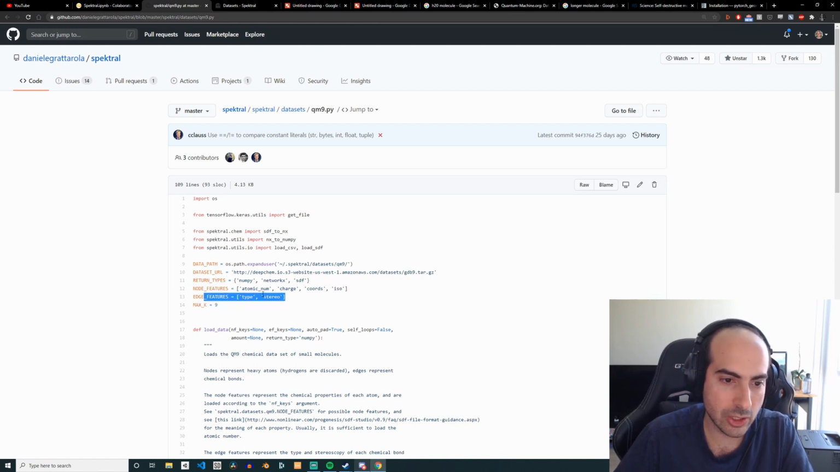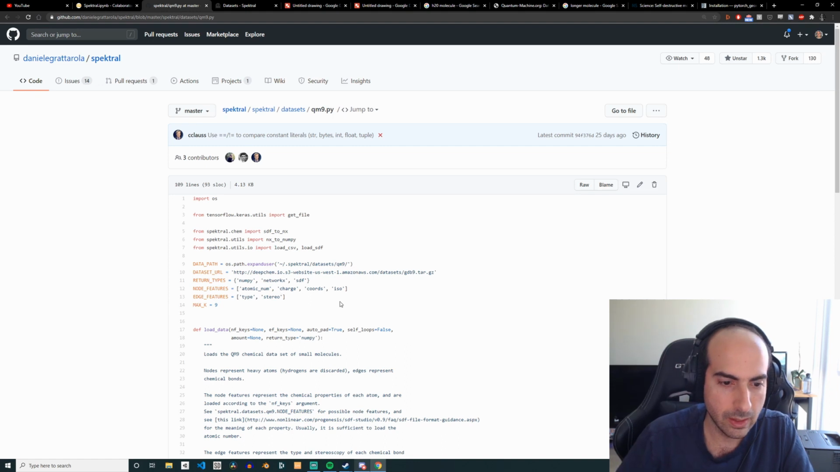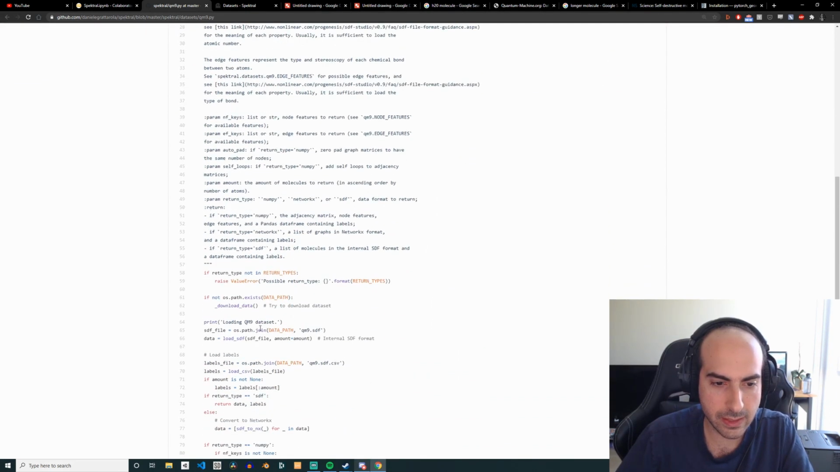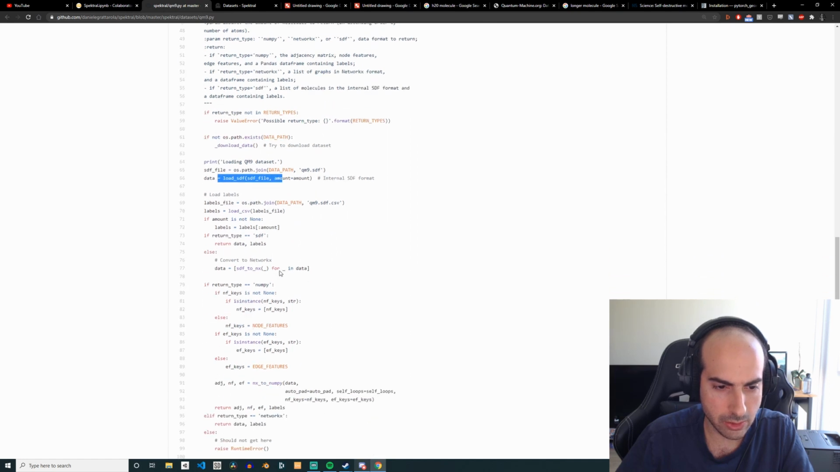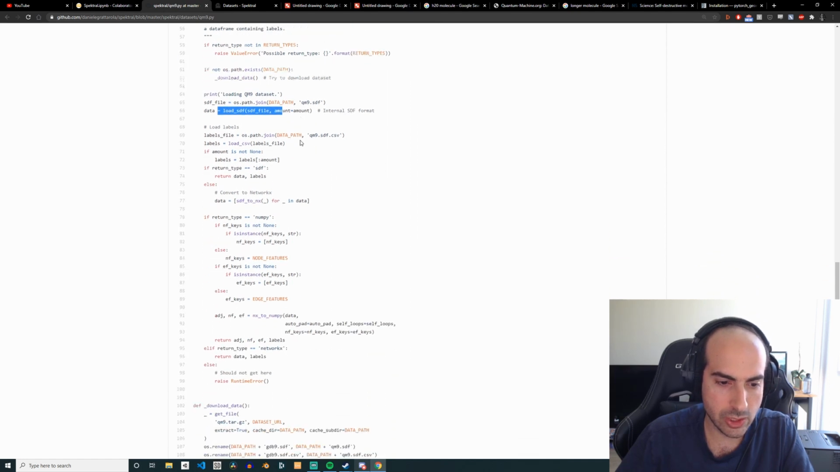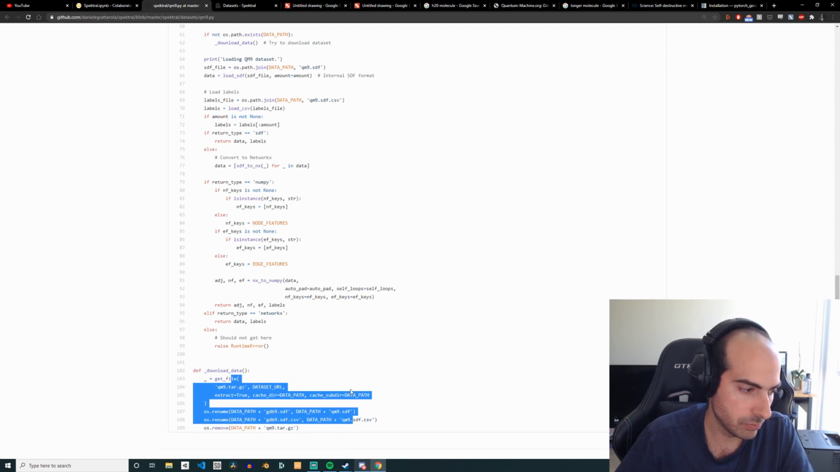And then there are some edge level features. I don't know what these mean, like type and stereo. That's all fine. I don't think we actually need to understand this. If you actually look at the data set, nothing really interesting is going on. Basically, they load it from a format into an SDF format, and then they download the data and save it locally. So that's the main thing.